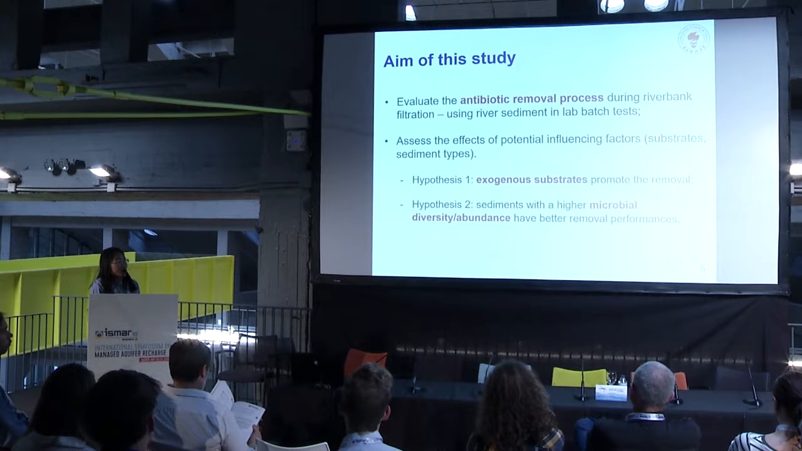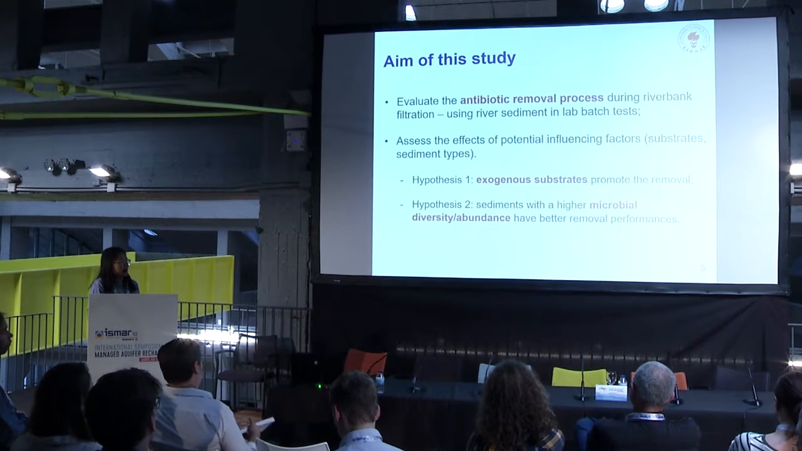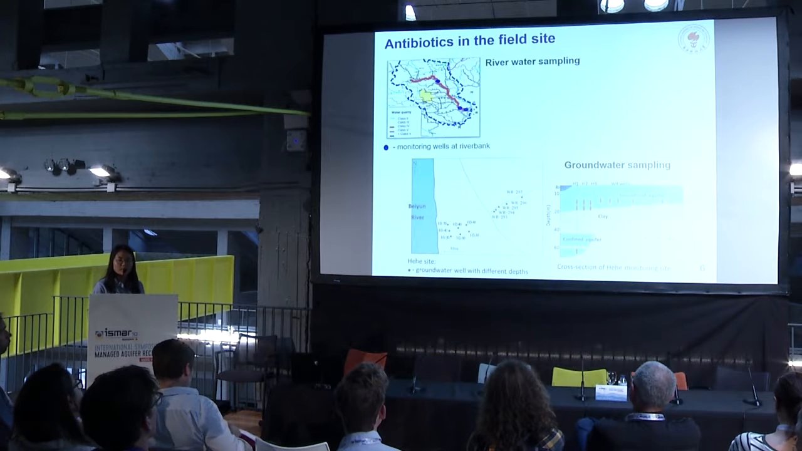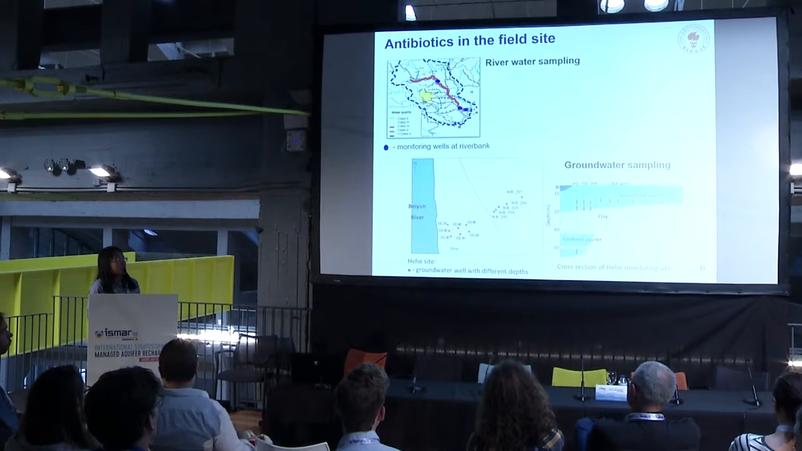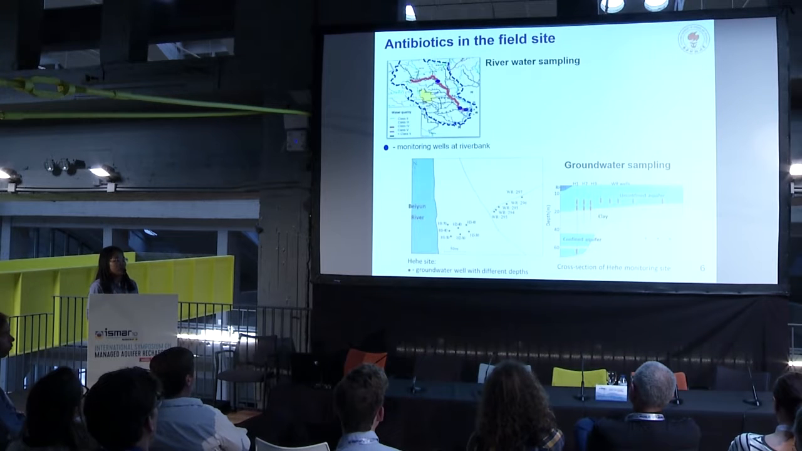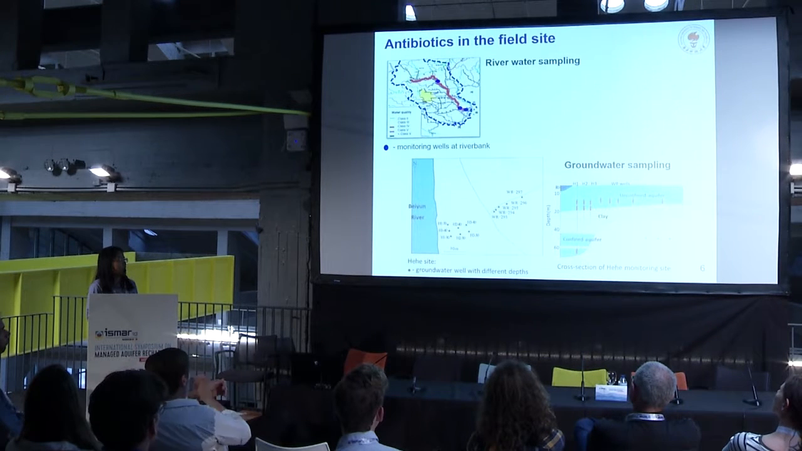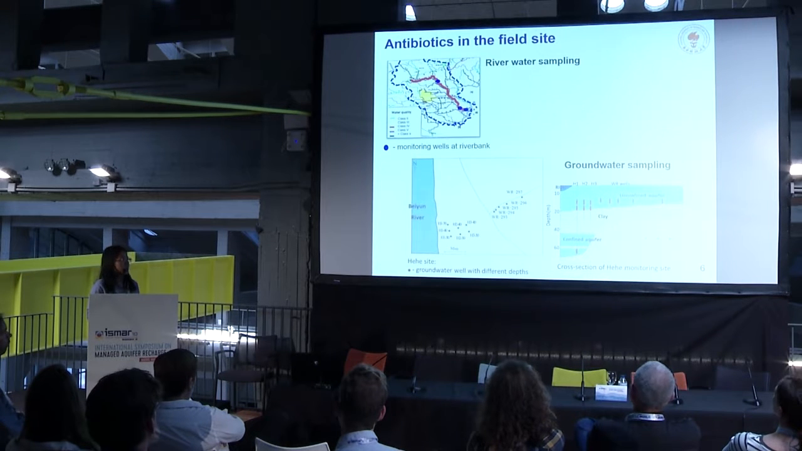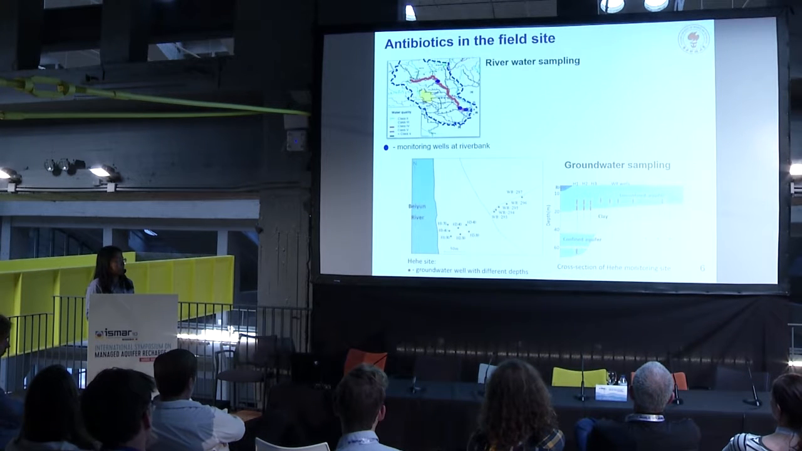Before I introduce the lab experiment, I also want to know what happened at the field site. To answer this question, we had different sampling campaigns for the river water and for the groundwater. The river water sampling was done along this river, as I introduced before. These three bullet points represent three field sites with monitoring wells at the riverbank, where we also take groundwater samples. And here is an example of a field site. This is the river, and the different points represent different monitoring wells at the bank.